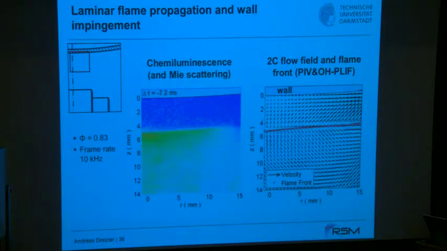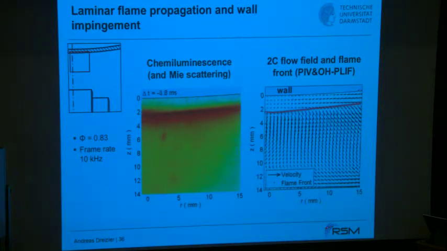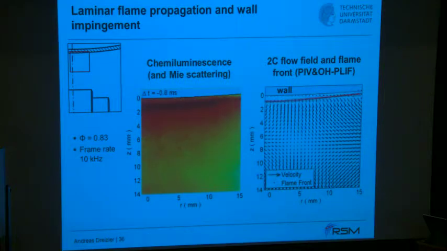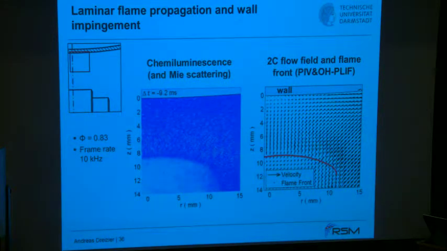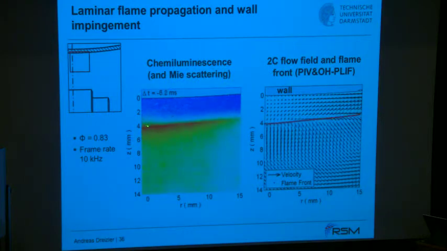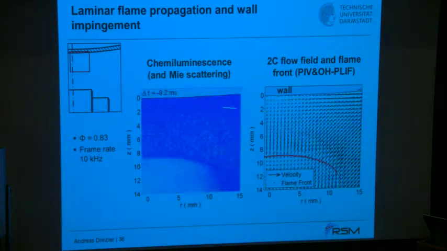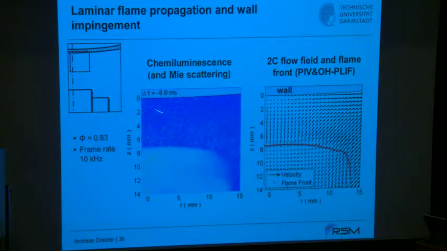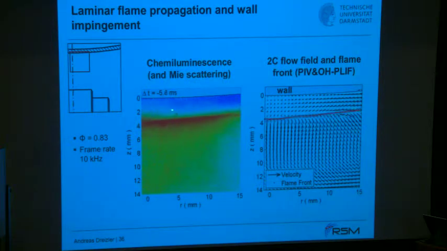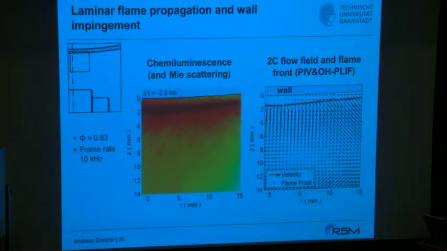And that is now shown over here. You see here chemiluminescence imaging. There are some remaining Mie-scattering particles that were included in that flow, but I would like to point your attention only here to the chemiluminescence, which is showing that the flame initially is faster, and then by the action of the wall is getting slower until it then finally is extinguished.